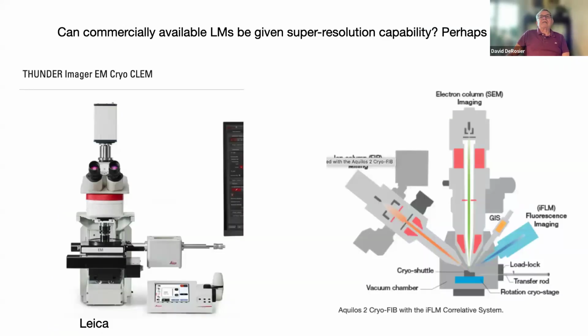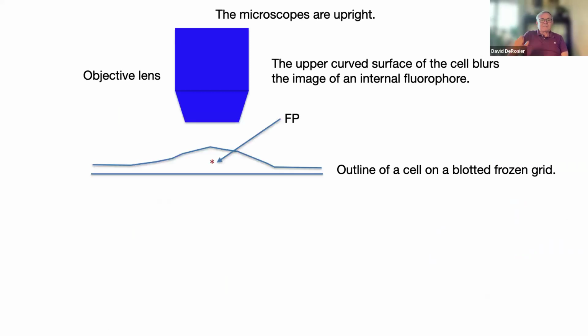Now, there are commercially available microscopes. Here's the Thunder from Leica. And here is a milling machine with a fluorescent microscope built in. Now, these could potentially be adapted to super resolution. There's a problem: they're both upright. The problem with upright microscopes is that in a blotted grid, the top of the cell is a bump, and that bump optically interferes with the rays emanating from the fluorescent protein, so you get a blurred image.